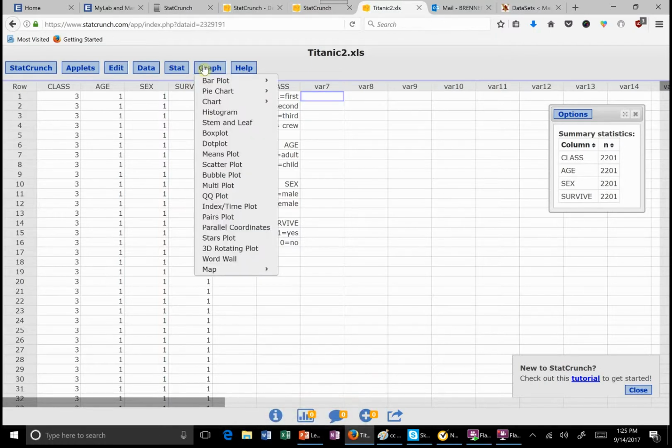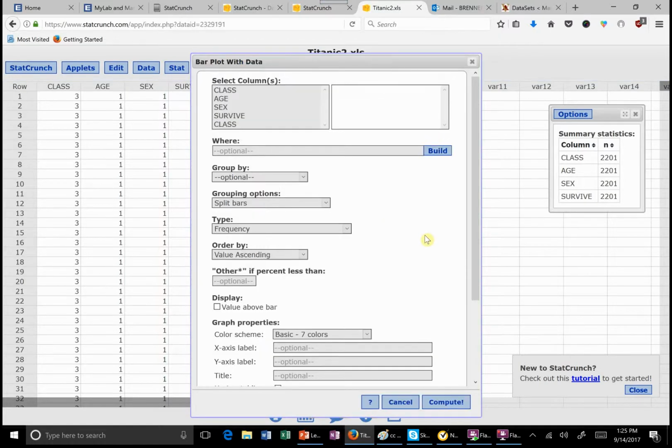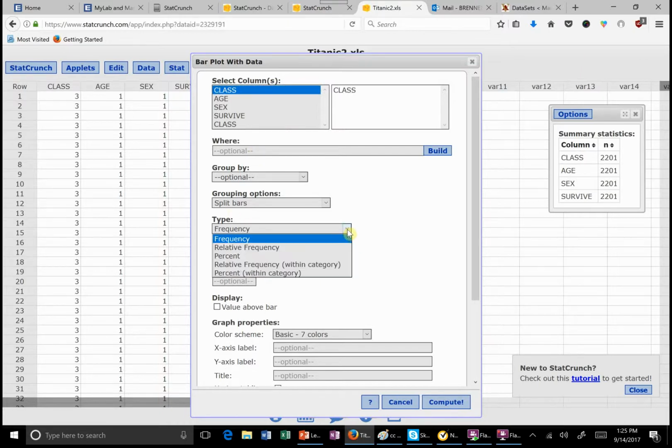So I'm going to say graph, bar plot, with data. Okay. And notice that this is very similar for each of these types of plots. So I'm going to select what column. So it's asking you, what do you want to plot? So I want to plot class. I'm not going to worry about any of these, but I am going to go down here and say percent.